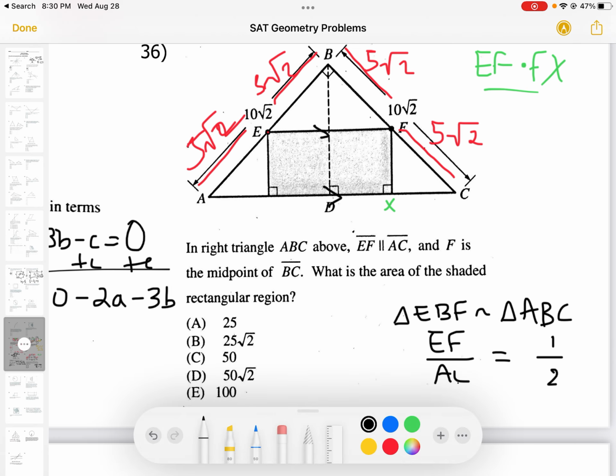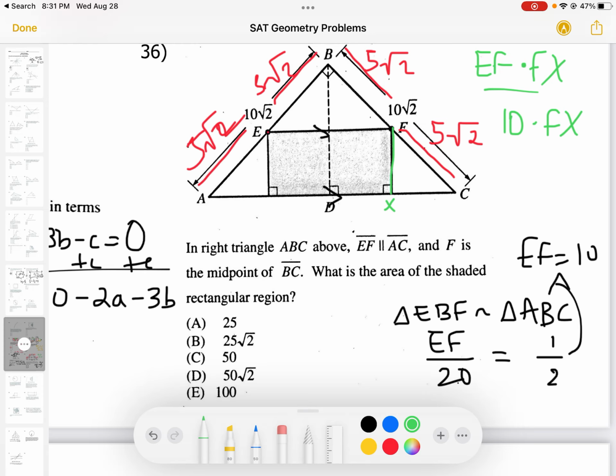Correct? But we know what AC is. AC, by the Pythagorean theorem, is the square root of 10 root 2 squared plus 10 root 2 squared. So it's the square root of 200 plus 200, which is 400, the square root of which is 20. So here we know EF is 10. Now we can change what we're looking for to 10 times FX. We want to find this length.